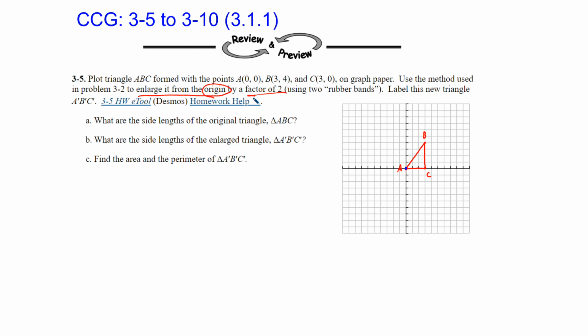Since it's from the origin and we're enlarging it, and A is on the origin, that stays in the same place. With C, we moved 3 units to the right, so we're going to move an additional 3 units. So this right here will represent C prime. With B, if you go from the origin, you can think I went 3 units to the right and then 4 units up. So if I do that again, this will represent B prime. And then that will give us our new triangle.